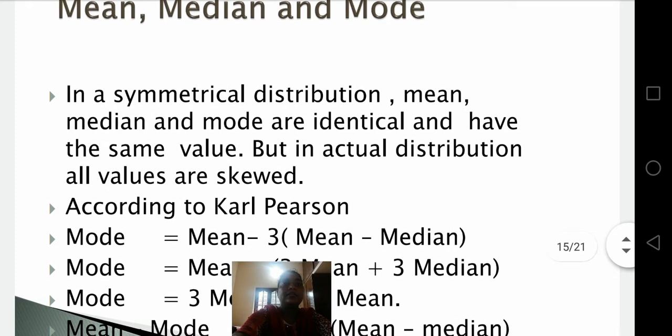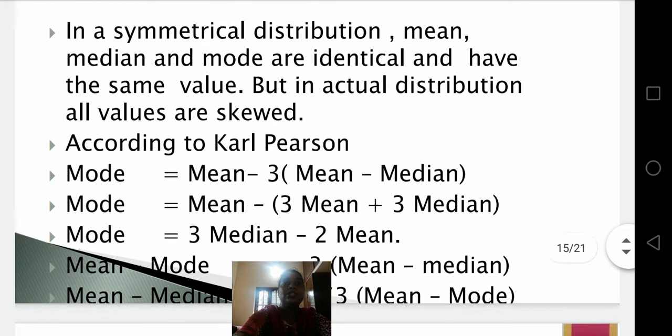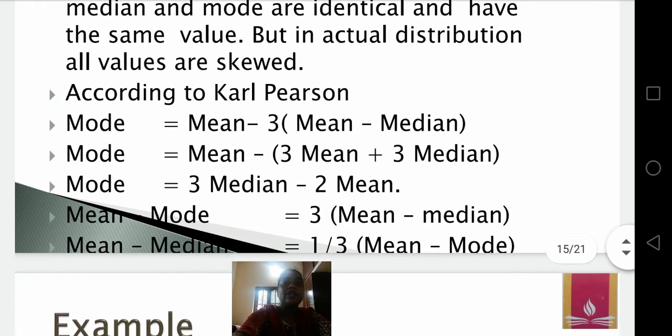If it is a symmetrical distribution, mean, median and mode are identical and have the same value. But in an actual distribution, these values are not identical. It may be skewed. So he has given a formula that we need to apply in the case of grouping. Here mode is equal to mean minus 3 multiplied by (mean minus median). In a nutshell, we can say mode is equal to 3 median minus 2 mean.